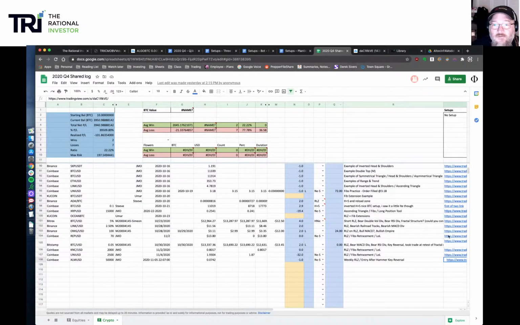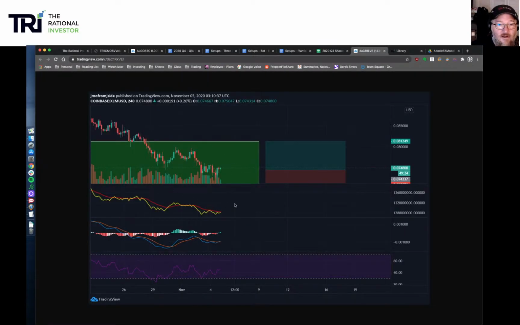I don't know. Did you say in here whether we had location? Yeah, weekly RLZ. That's what we're looking at there with that green box. So we have good location, we have momentum divergence, and we have price structure. So this is basically a three-step setup.